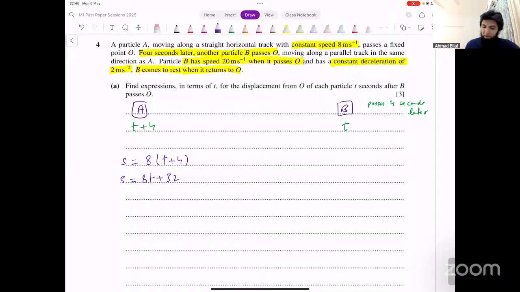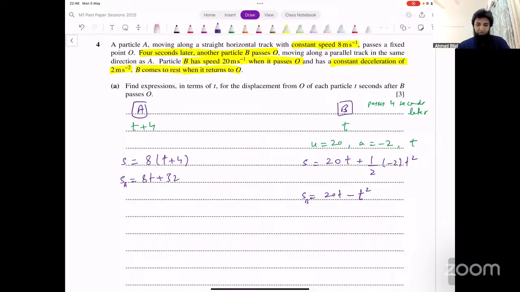What about B then? B is moving at a constant deceleration of 2 meters per second square. What information do we have about this? At B, it has a speed of 20, so u is equal to 20. Deceleration is 2, that means a is equal to minus 2. And we have to write down the equation in terms of t. s equals ut plus half at squared. We can say 20t plus 1 over 2 into minus 2 into t squared, and that becomes s equals 20t minus t squared. That's the displacement function for the particle B. And that's what you have to write down: displacement of A and displacement of B. Make sense? That's the first part.